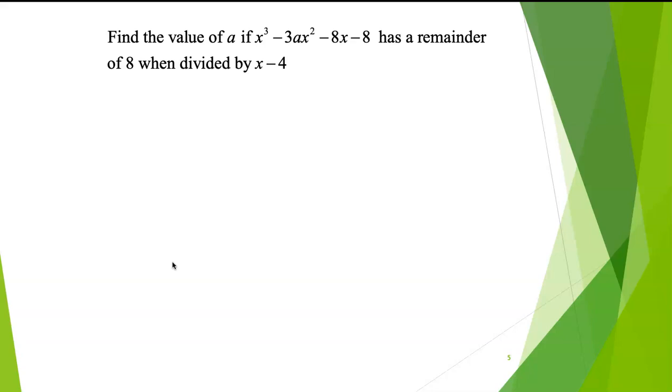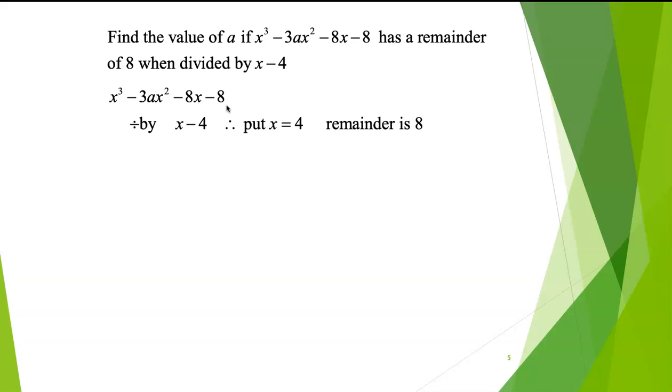Now find the value of a. If x to the power of 3 minus 3ax squared, all this polynomial, has a remainder of 8. This time they gave you the remainder and the factor, which is x minus 4. Now you want to find the value of a that is in the equation. First step, you make the factor equal to 0. So x minus 4 is equal to 0. That's when x equals 4.